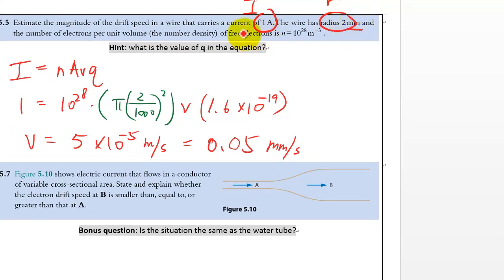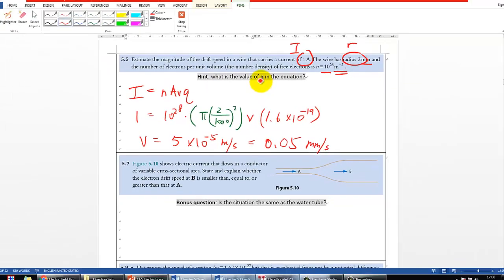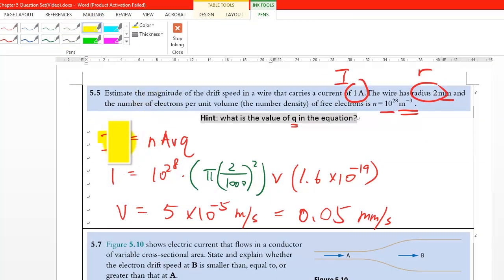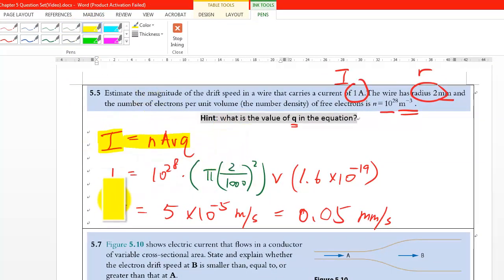Be careful, this is mm. And then they want you to, oh yeah, they provide you the n as well. You can also see the unit, which is, like I said, how many per unit volume. So this is volume. And the hint is you have to be careful with the Q in the equation. So once again, the equation, you should state it first. I equals nAvQ. I is 1, which you get already. n, you just substitute. And then for Q, is actually from the data booklet, once again, the elementary charge, 1.6 times 10 to the negative 19.